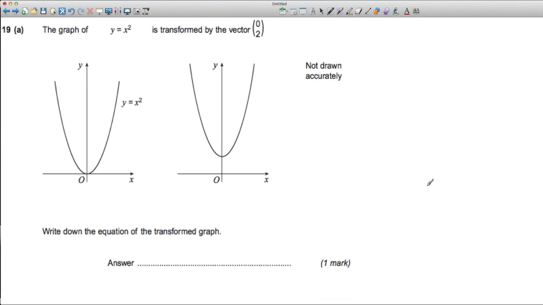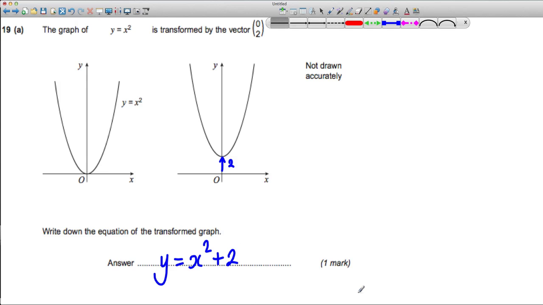And question 19, the graph of x squared is transformed by the vector 0, 2. That means we go across 0 and up 2. You can see that the graph's been shifted up 2 units here, nothing across and 2 units up. Write down the equation of the transformed graph. Okay, this graph here, y is equal to x squared plus 2.